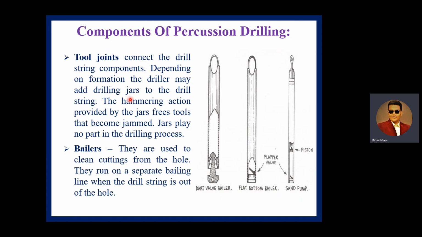The drilling jars are basically the device used to free stuck pipes if they are differentially stuck in the hole. The hammering action provided by the jar frees the tool that has become jammed. The jar plays no part in the drilling process, meaning jars have no role in the drilling work. They are basically used to free the stuck pipe if the pipe is differentially stuck, by upward jarring action.